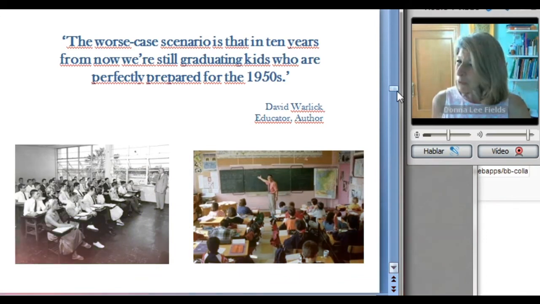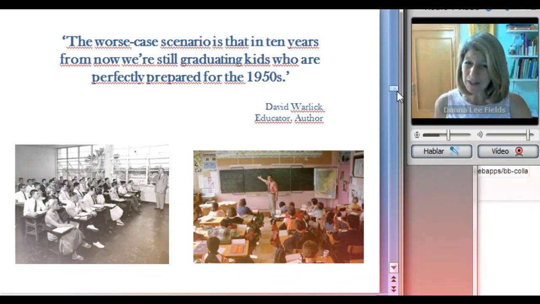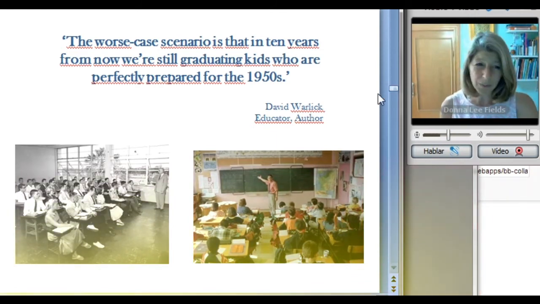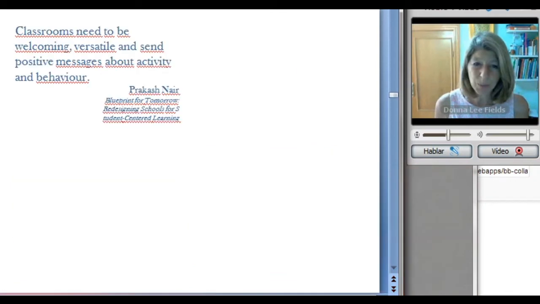Now, asking them questions periodically does not count as a dynamic class. It just means we're letting them speak once in a while. I'm going to show you how we can, at least in the physical environment, encourage more. So there's this wonderful architect named Prakash Nair who was designing the same traditional schools, rectangular buildings, rectangular classrooms. And one day he realized this was not necessary. Classrooms need to be welcoming, versatile, and send positive messages about activity and behavior.